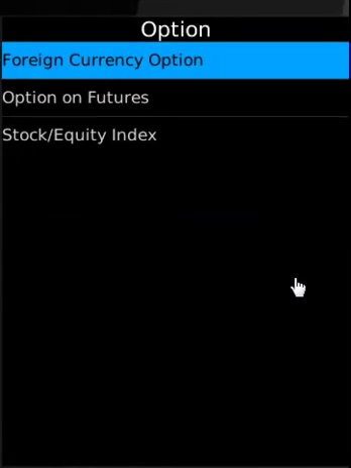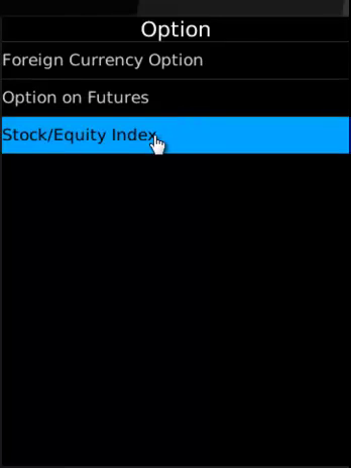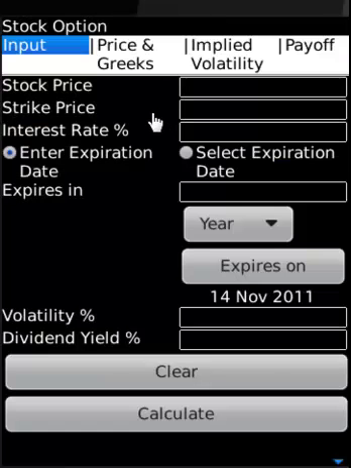Option BlackBerry application covers foreign currency option, option on future, and stock or equity index. So we'll start with stock or equity index. So the input, prices and Greeks, implied volatility and payoff.